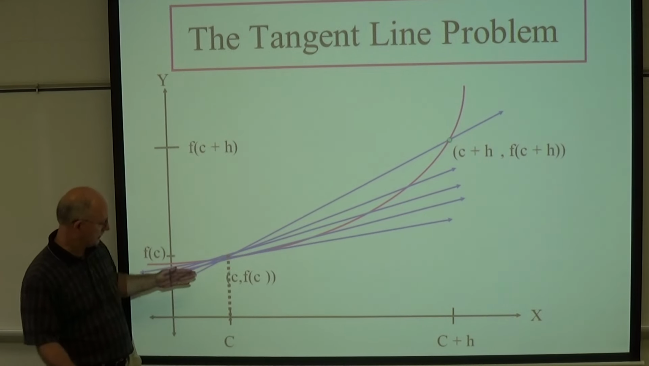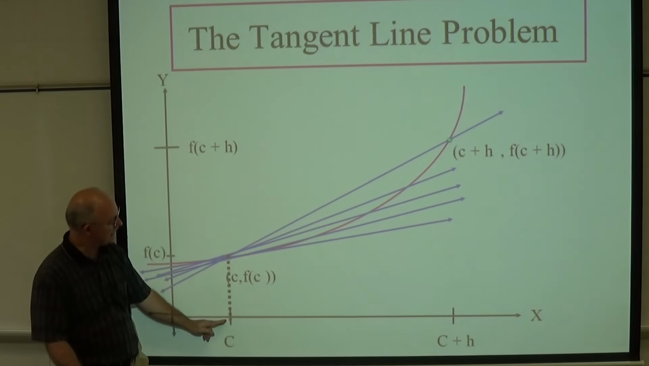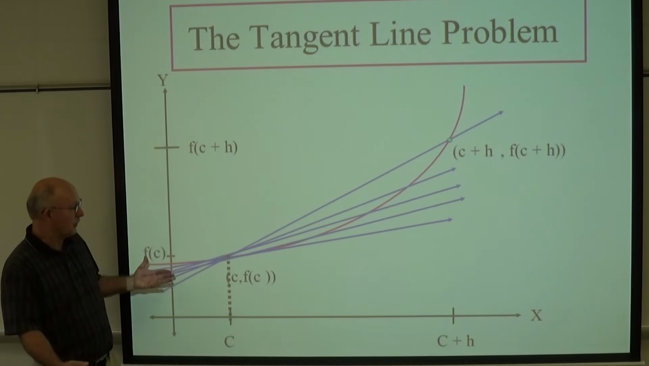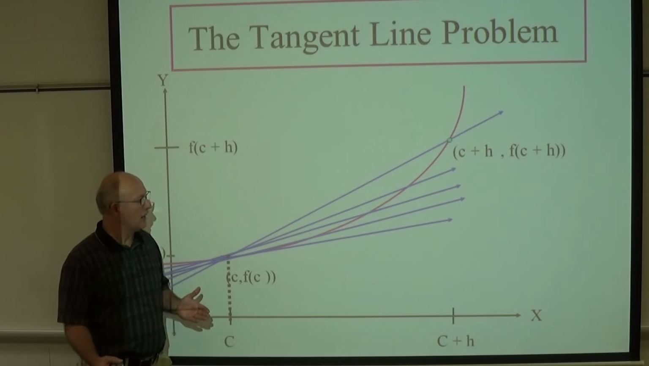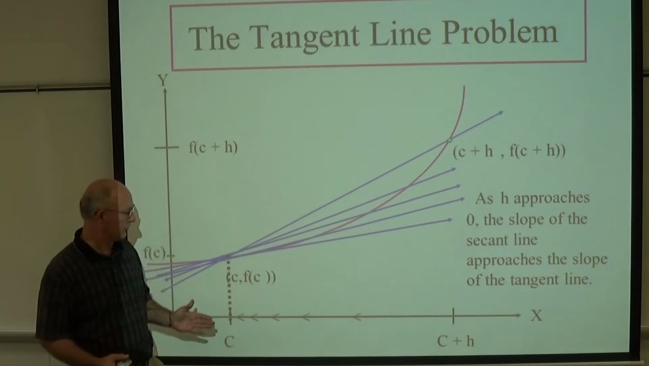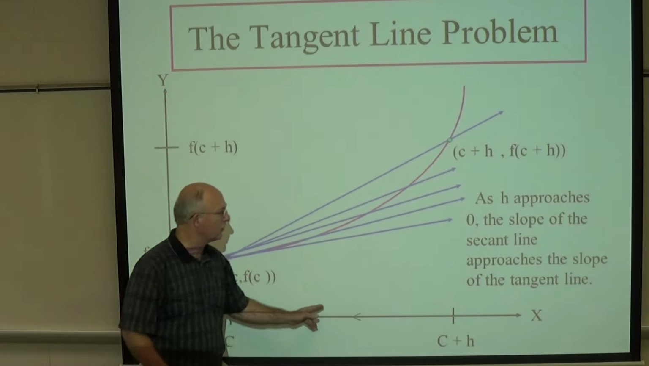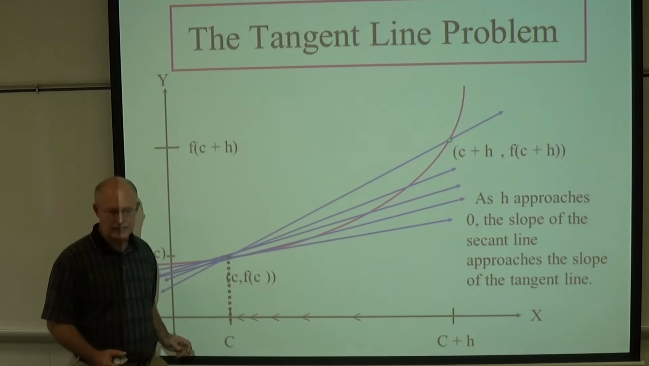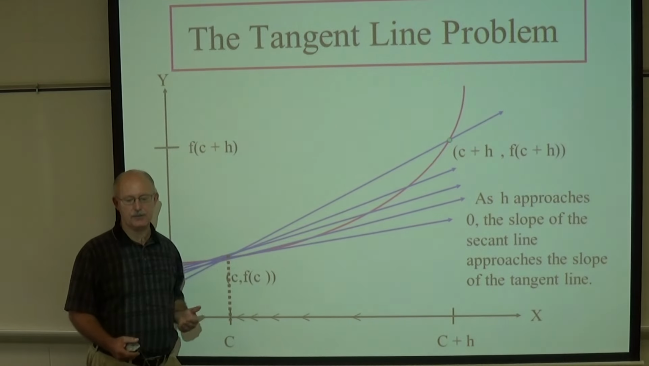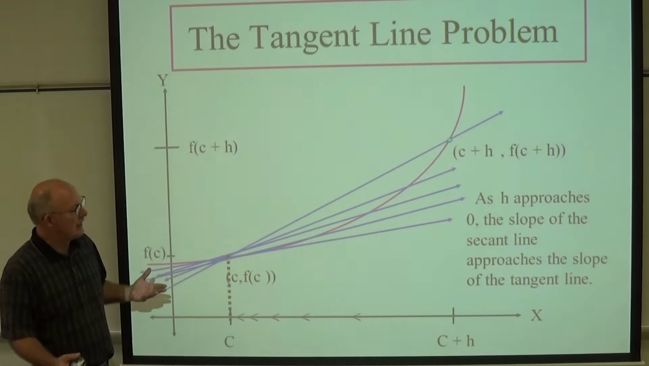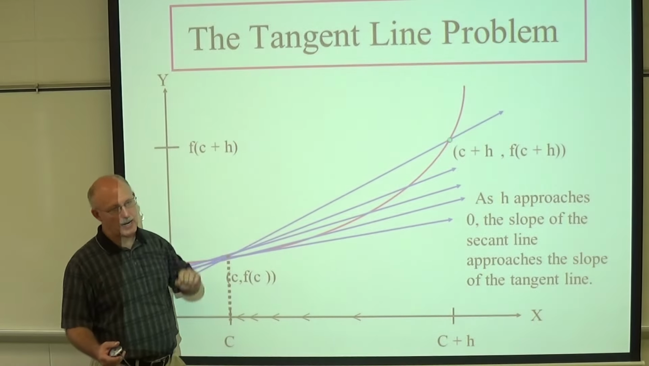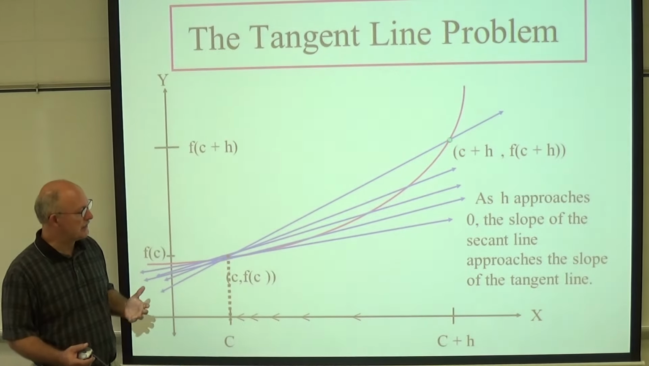And then as you come all the way in, you can see that the slope of the tangent line now becomes essentially the slope of our tangent line. So we say in calculus, as h approaches 0, so as this distance gets smaller and smaller and closer and closer to c, the slope of the secant line approaches the slope of the tangent line. That's how we use derivatives to get the slope of that tangent line, and you're actually using the slope of the secant line to do that.